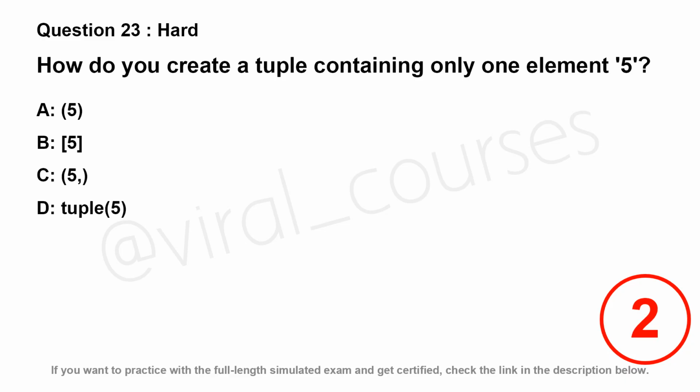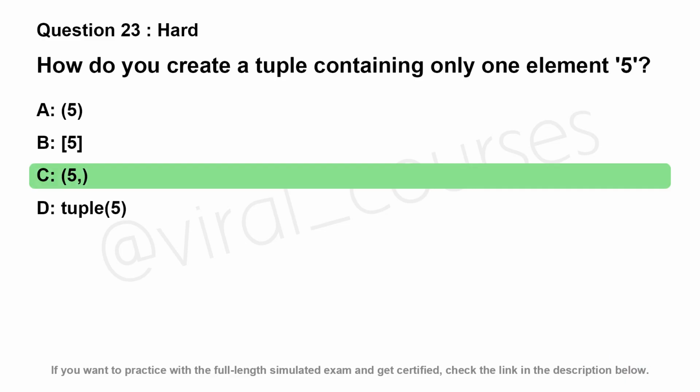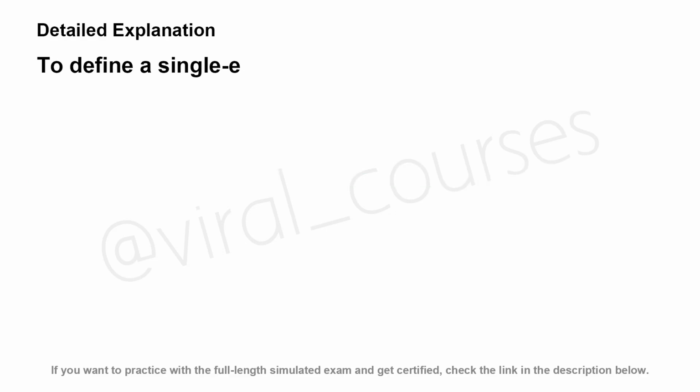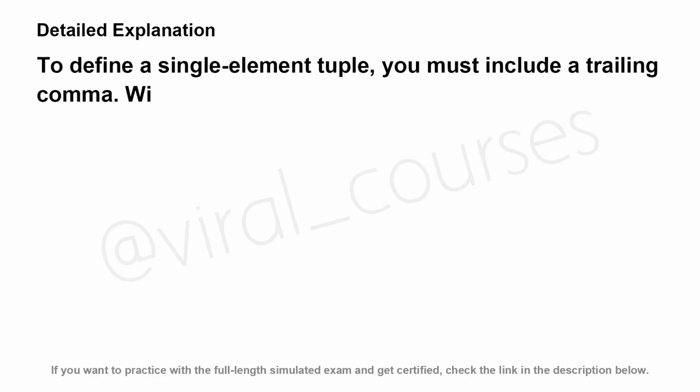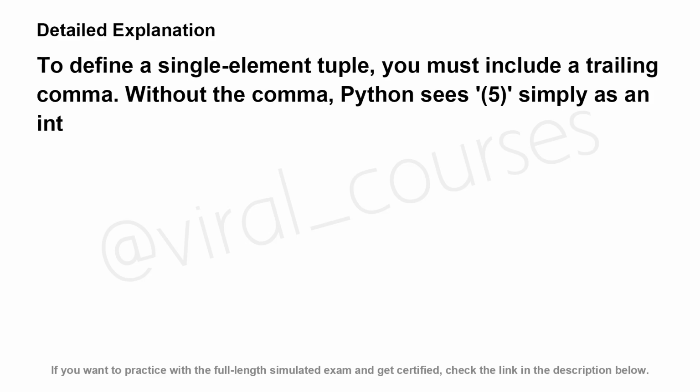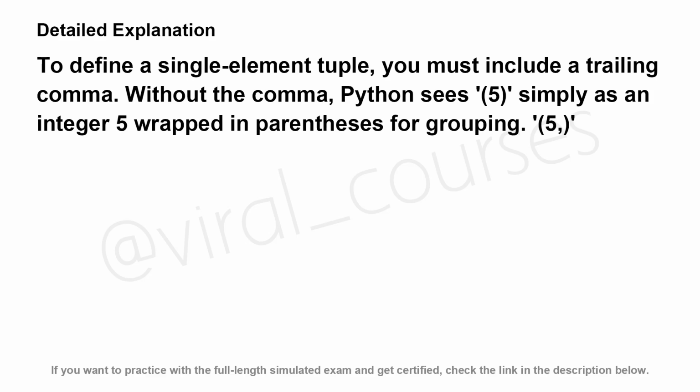The correct answer is C. To define a single-element tuple, you must include a trailing comma. Without the comma, Python sees (5) simply as an integer 5 wrapped in parentheses for grouping. (5,) tells Python it is a tuple.